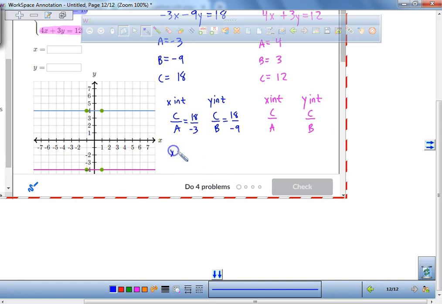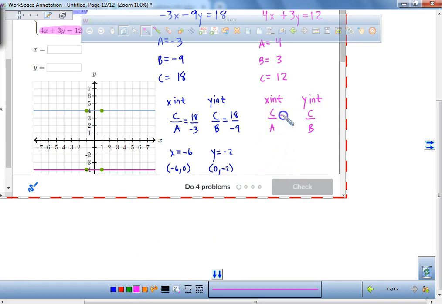So what's our x-intercept going to be at? Perfect, negative 6, because 18 divided by negative 3 is negative 6. Now this is where students will mess up. They will forget to write the ordered pair, negative 6, 0. Okay? Put y equals 18 divided by negative 9 is negative 2. So we have to make our ordered pair 0 and a negative 2.